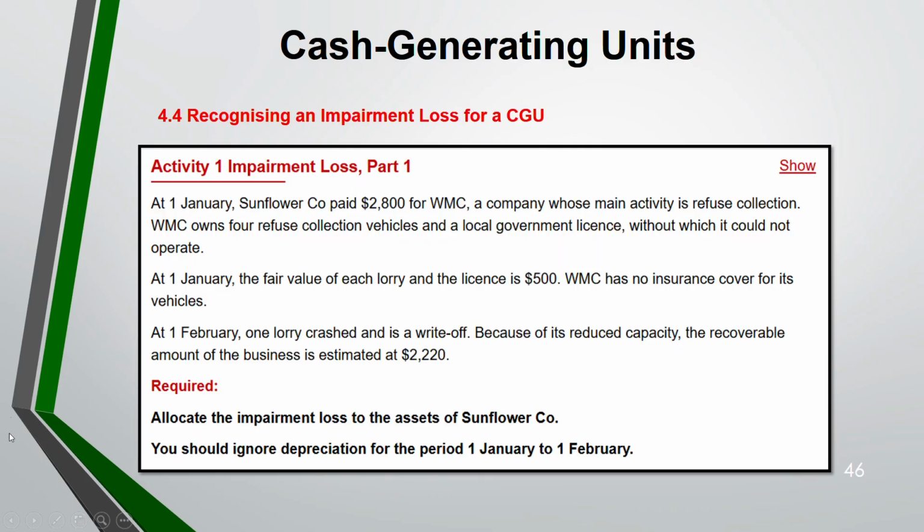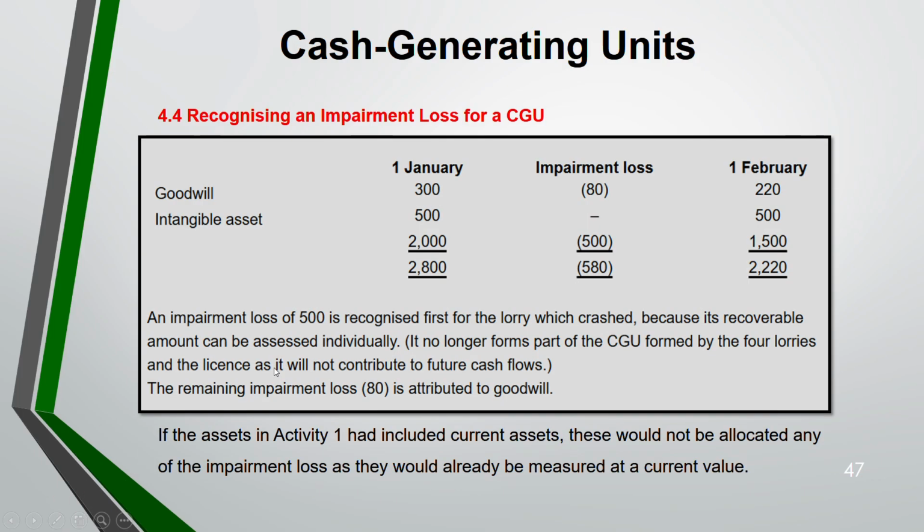Now, activity 1. Let us go through activity 1. It's about Sunflower paying 2,800, whose main activity is refuse collection. They have 4 refuse collection vehicles and a local government license without which they cannot operate. At 1st Jan, the fair value of the license is 500. At 1st Feb, one lorry crashed and is written off. Because of its reduced capacity, the recoverable amount is 2,220. You have to allocate the impairment loss. Ignore depreciation from 1st Jan to 1st Feb. So how will you allocate the impairment loss? This is a very good question. Now let us see.